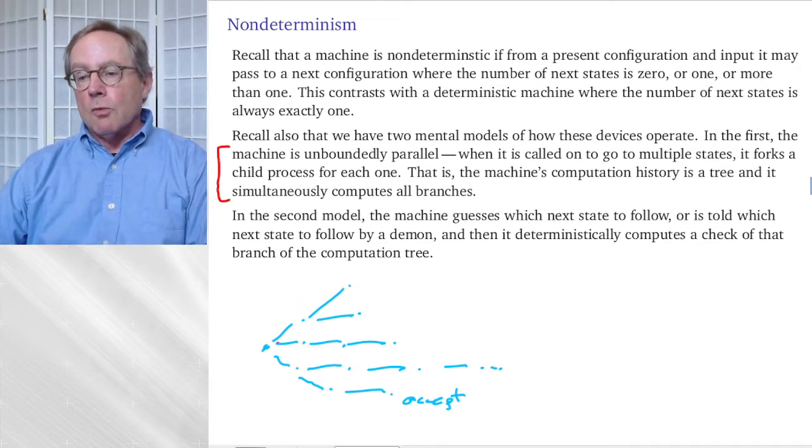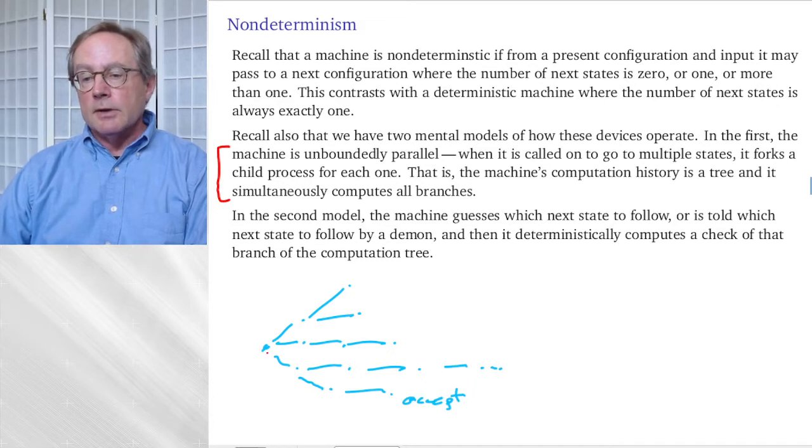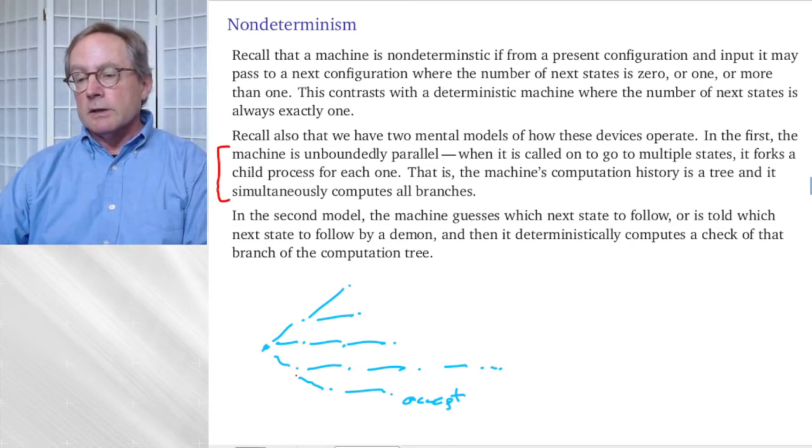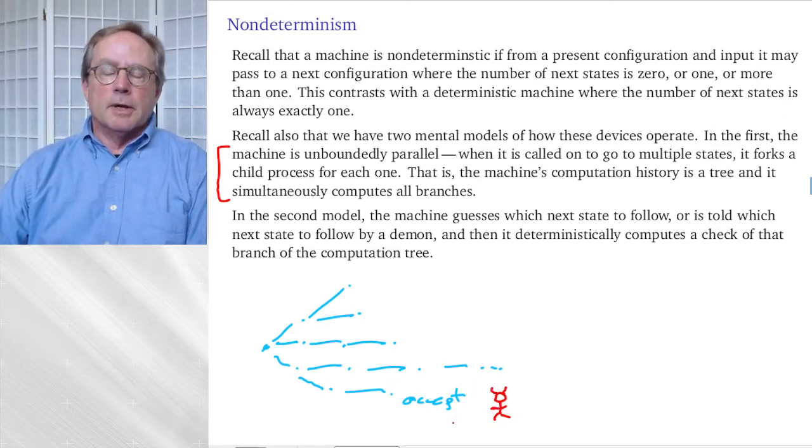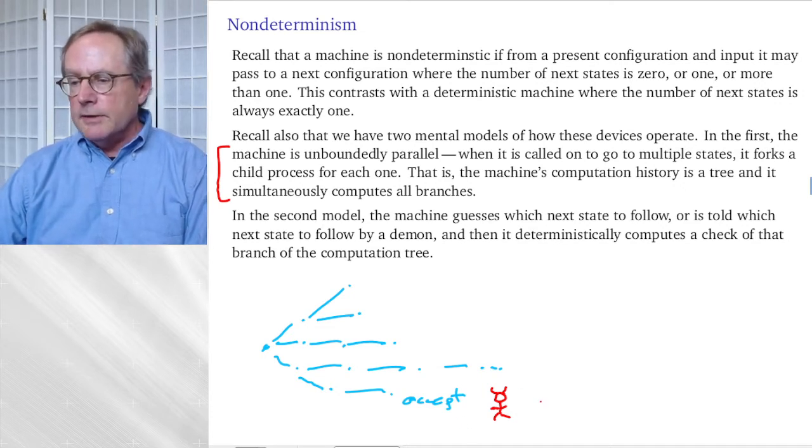So here, for example, there's an accepting branch, and the daemon might say, I got to draw the daemon. This is embarrassing. The daemon must need horns, right? Sorry about that.